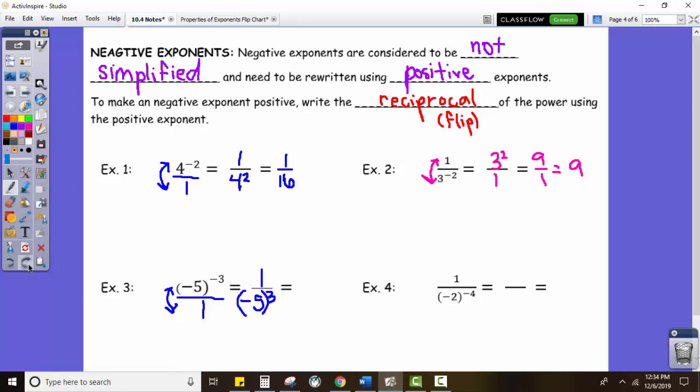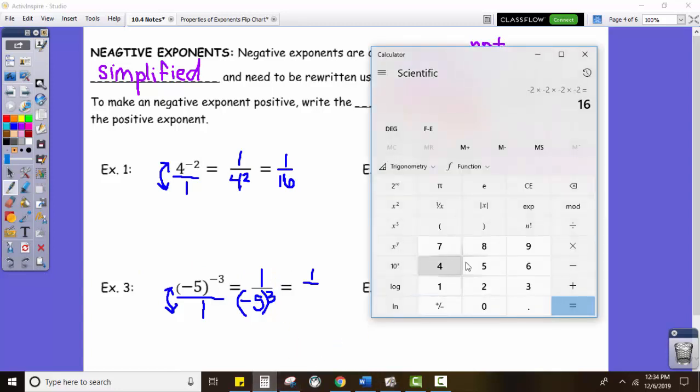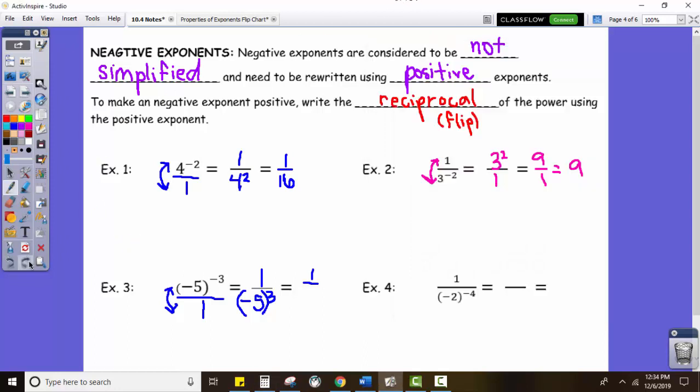That is the base. So now I need to evaluate on the top, the numerator, I have 1. In the denominator, I need to figure out what is negative 5 to the third power. So I'm going to use my calculator here. Negative 5 times negative 5 times negative 5, which gives me negative 125. Okay, and typically I don't put the negative in the top or the bottom, I put it out front. So this equals negative 1/125th.